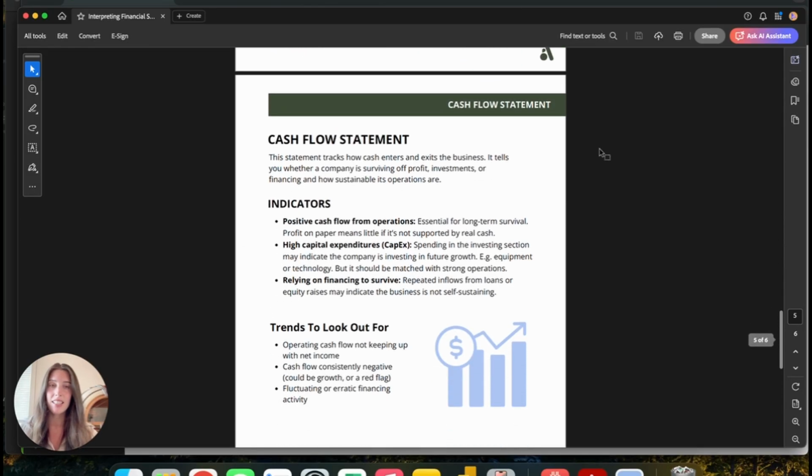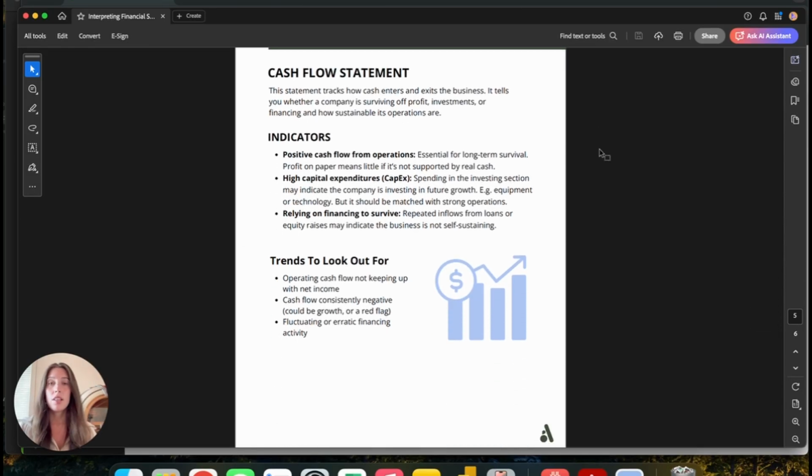Okay, next, let's look at cash flow. So the cash flow statement tracks how cash actually enters and exits the business. So it tells you whether the company is surviving off of the profit, so off of its operations, or whether it's just surviving because of investments or debt.